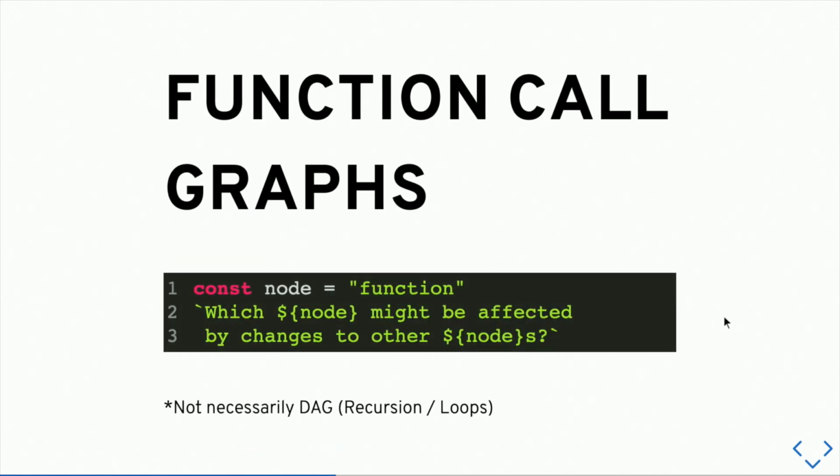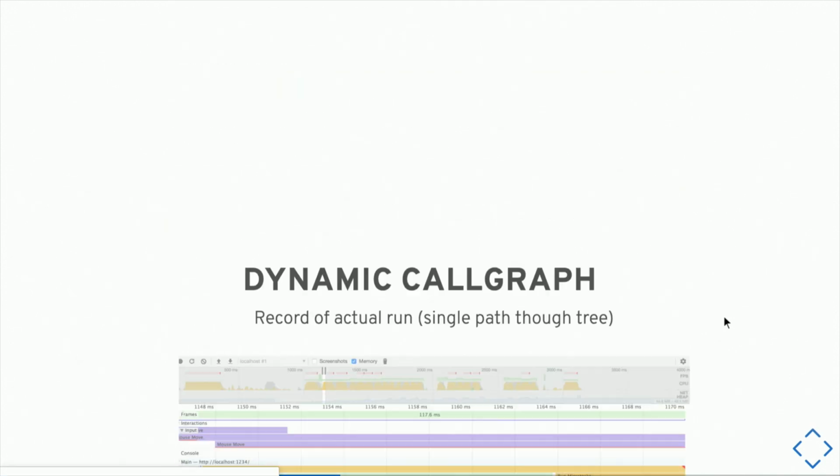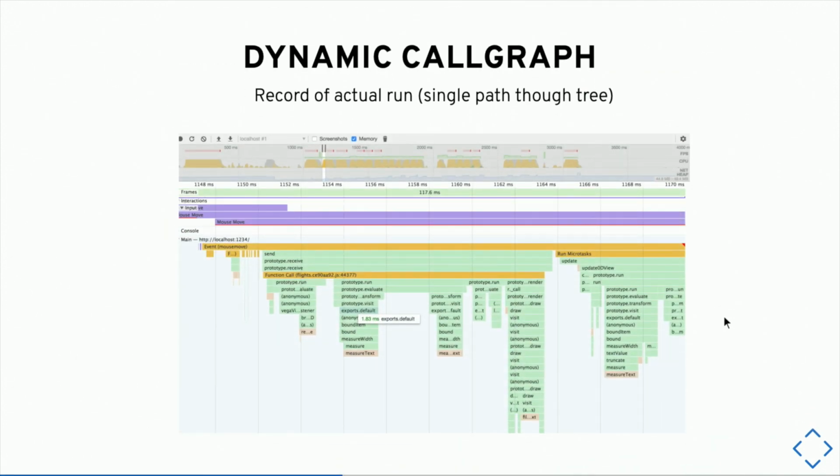So the next rung of our ladder is to think about our nodes as functions. And you've probably seen a call graph before inside our devtools. A dynamic call graph is generated at runtime, and it shows a single path through your tree. They can be very helpful for knowing how two distant functions that really don't seem like they should be related somehow end up calling each other.